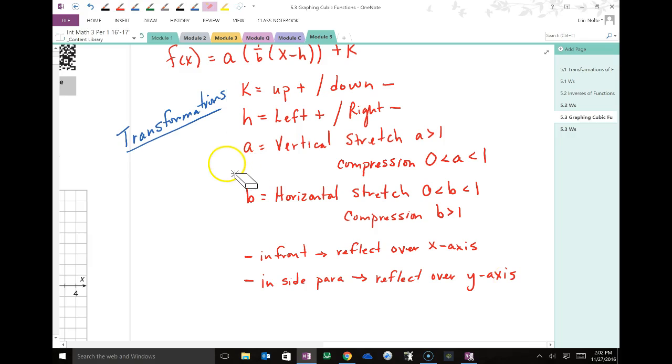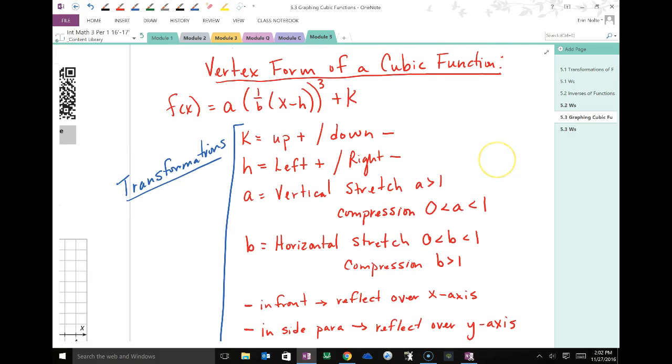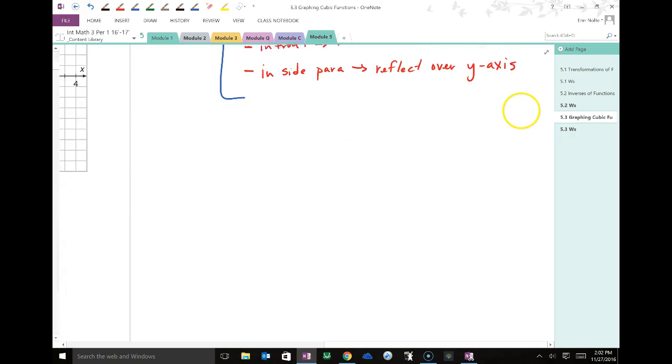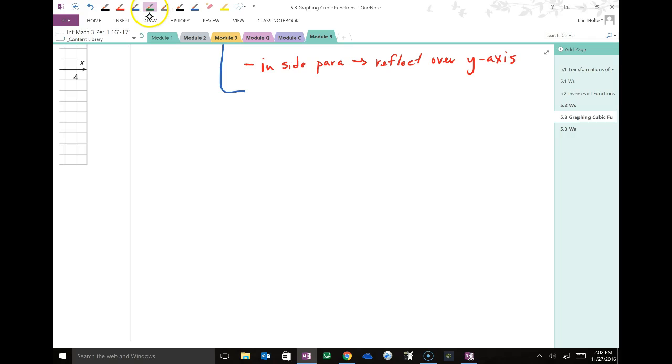Okay, so these are all your transformations that are going to hold true for a cubic. At this point, we now need to know what a cubic function looks like. So let's talk about simply the parent function.